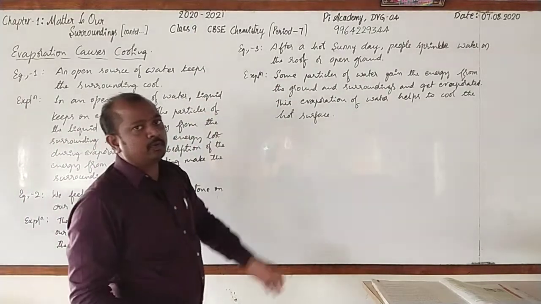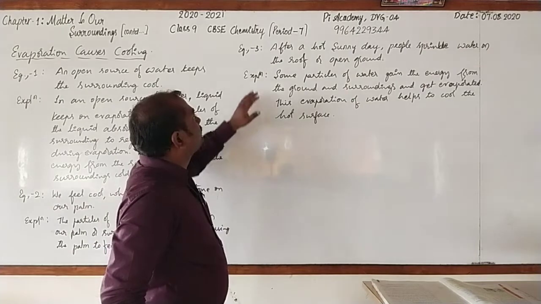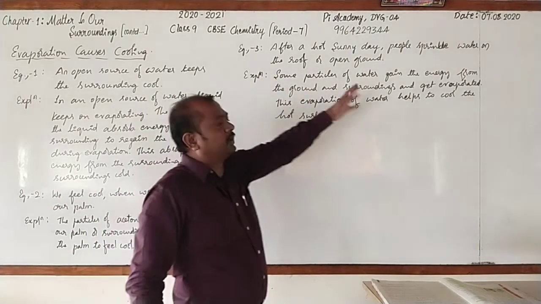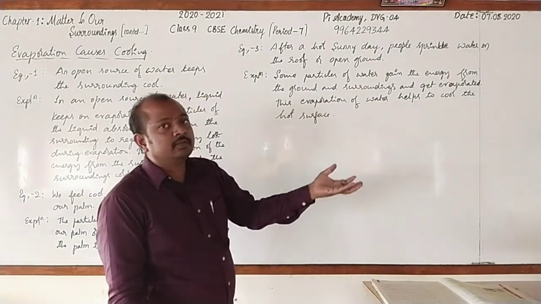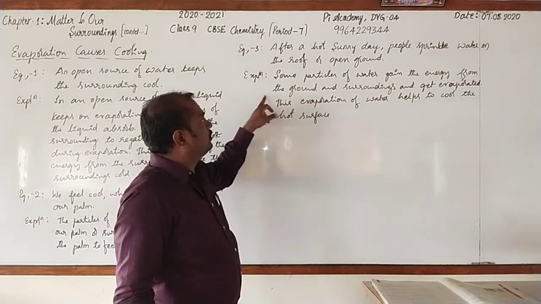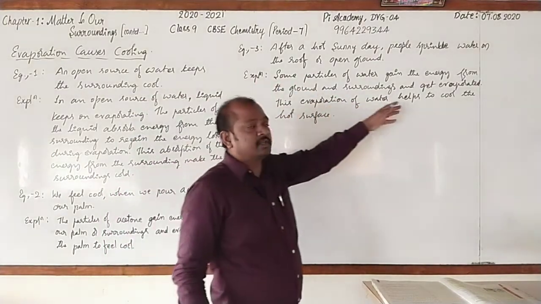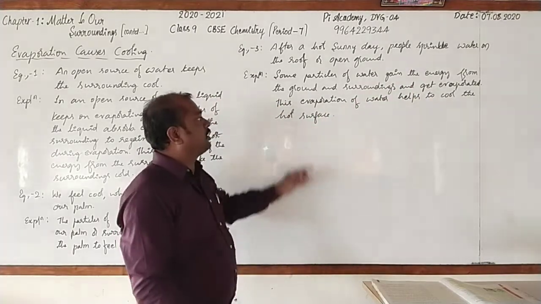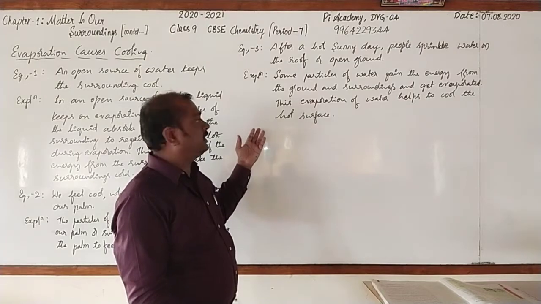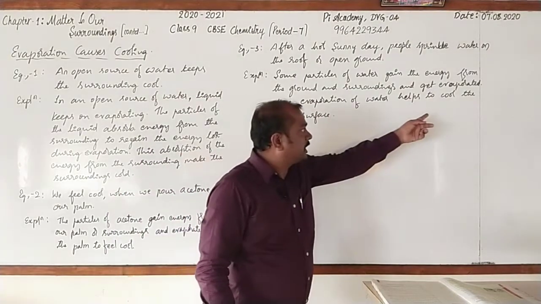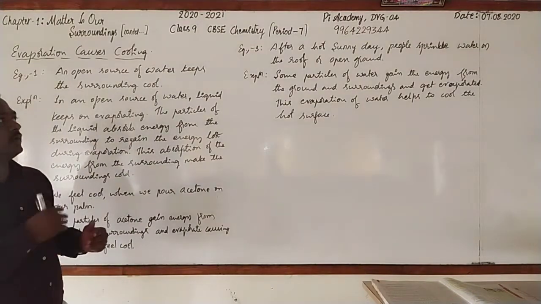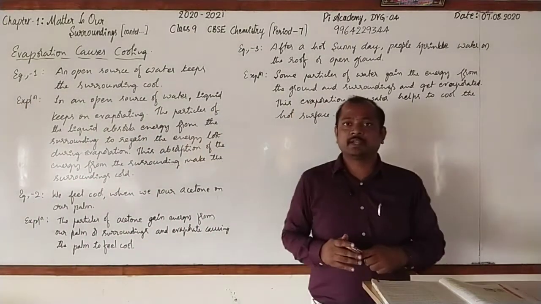See, when we sprinkle water on the open ground, some of the particles of water gain the energy from that hot ground as well as surroundings, and they get evaporated. As the ground and surroundings lose the heat energy, this helps to cool the hot surface. Clear? So I'll go on giving you some more examples.